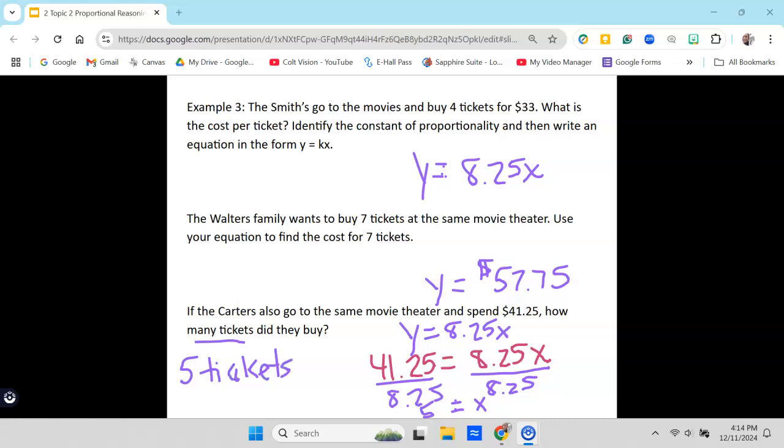And that makes sense because when they bought 4 tickets, it was $33. And if you add $8.25 to 33, you get $41.25. So 5 tickets makes sense. It's one more ticket than when they had 4.